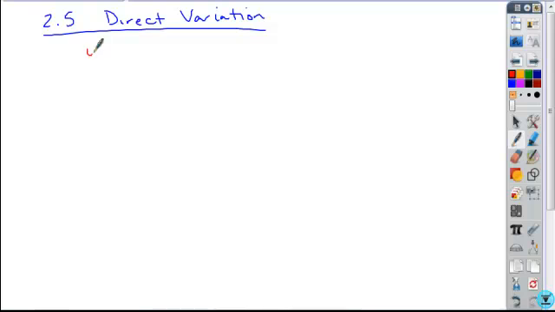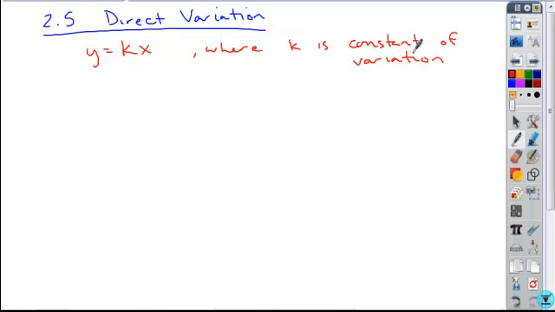Right, about direct variation. Direct variation is modeled by the following equation, where k is called the constant of variation. Okay, so what does this look similar to? What equation that we've been working with? This looks pretty similar to mx plus b, right? Yeah.